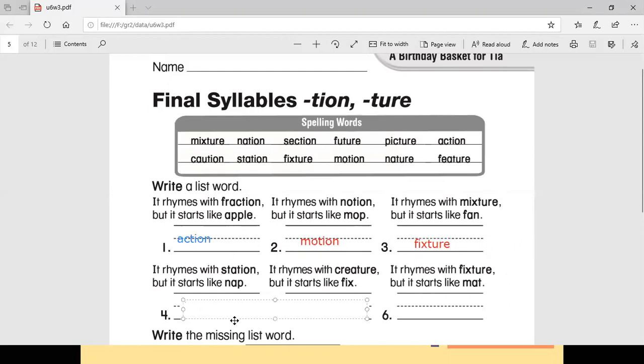And here, it rhymes with station, but begins with letter N. I need a word that has N at the beginning. Nature is rhyming with station? No. Nation. What's the second word? Nation. So rewrite it here. Nation, a rhyming word with station. Here, creature, but it starts with F. Feature. Feature.